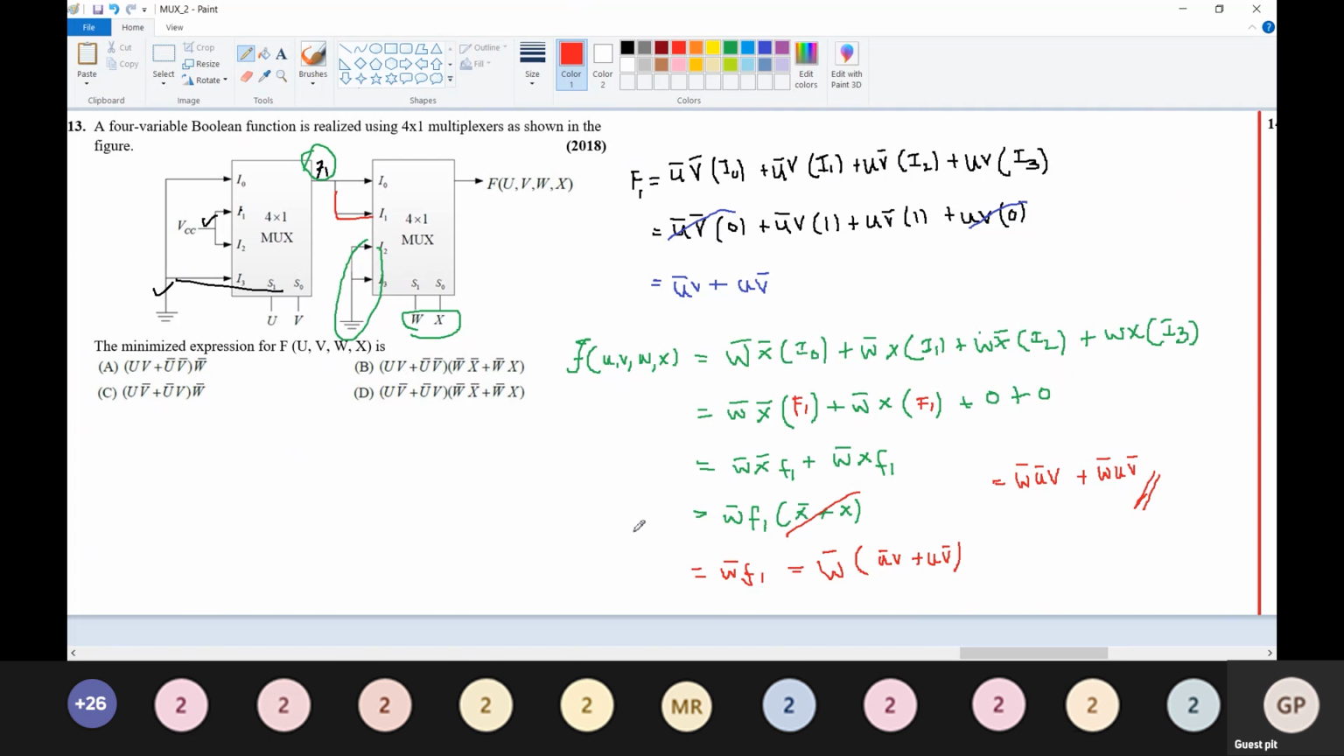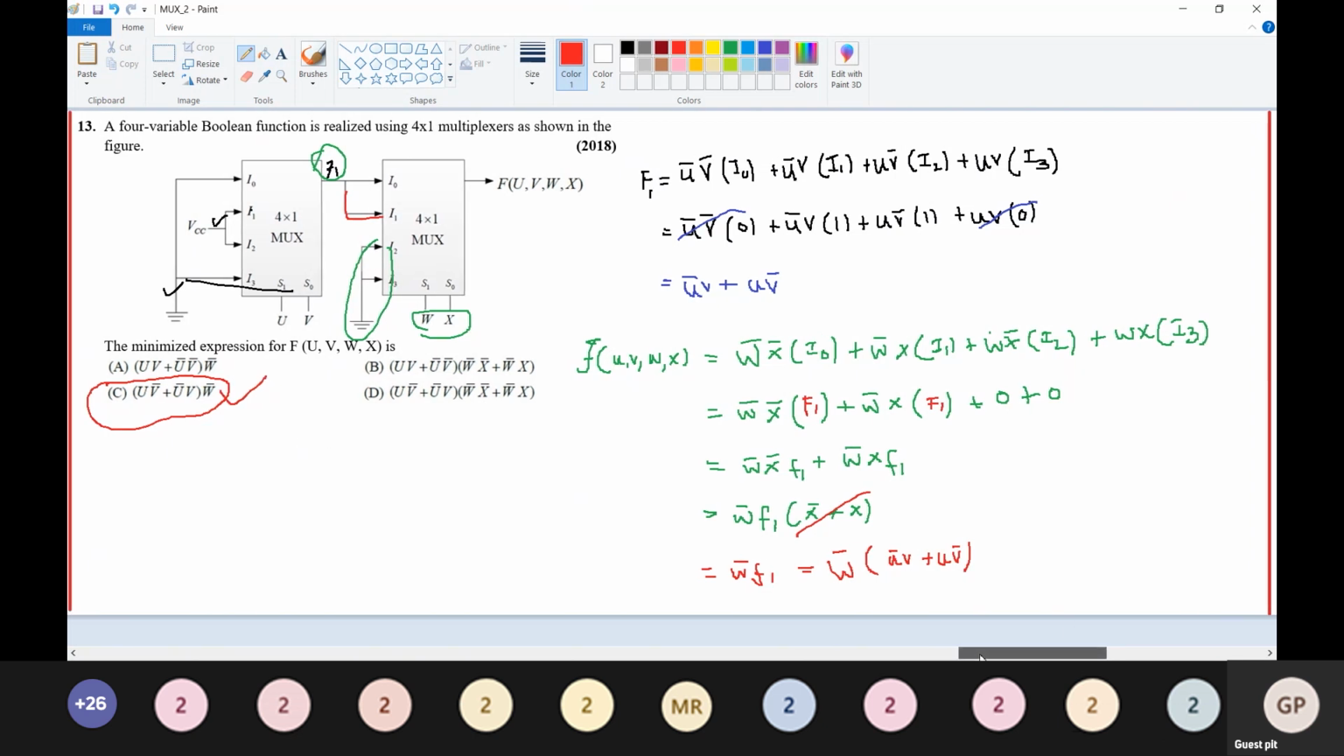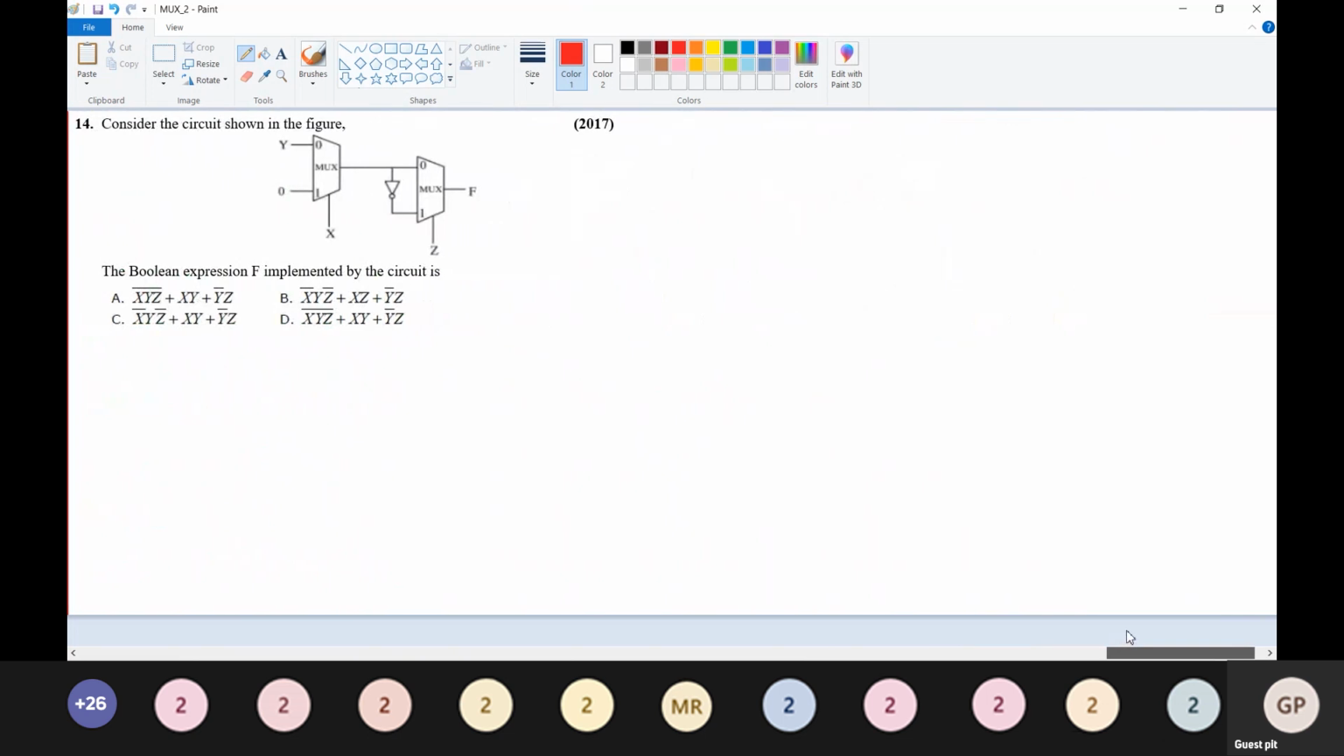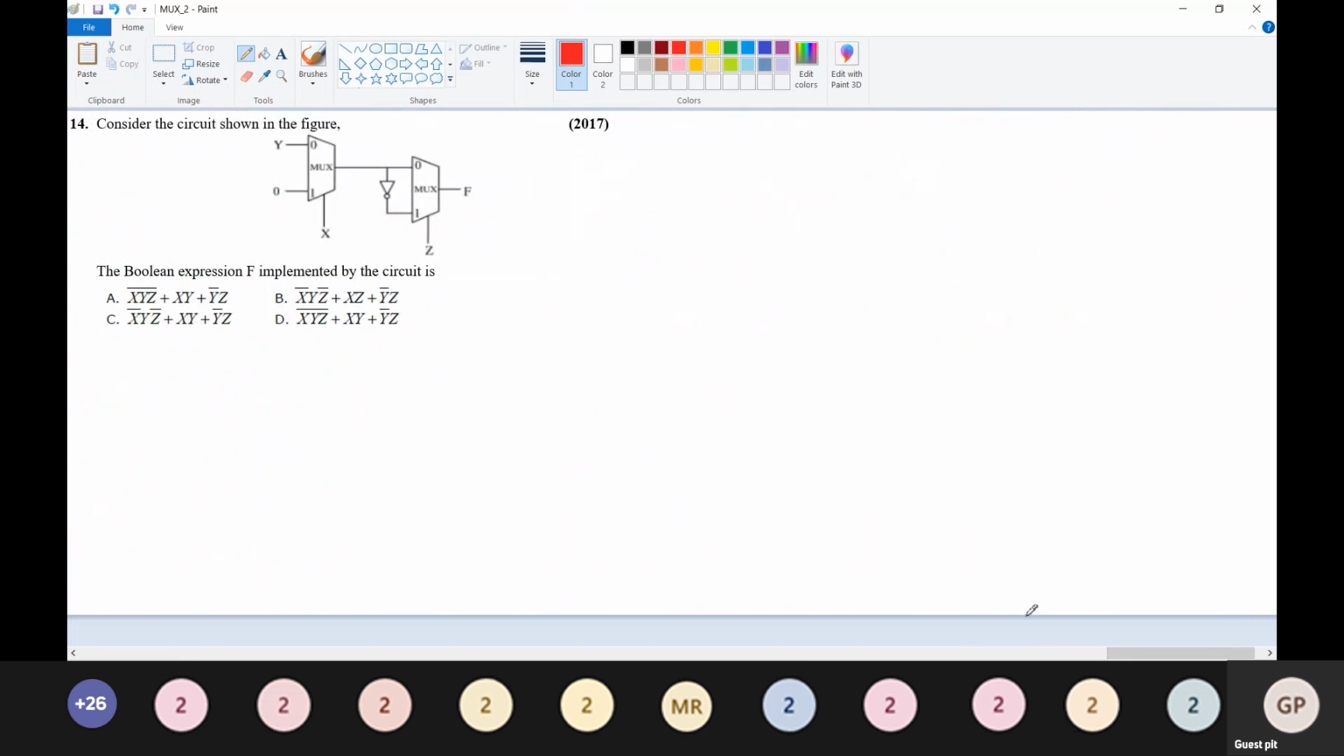Which matches with the answer here: W dash into U V dash plus U dash V. This is option C. So the answer is matching with option C. Now we'll see one more problem.